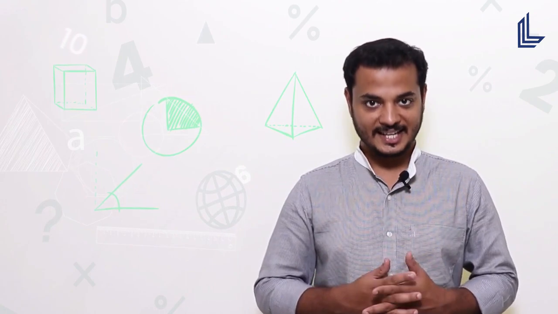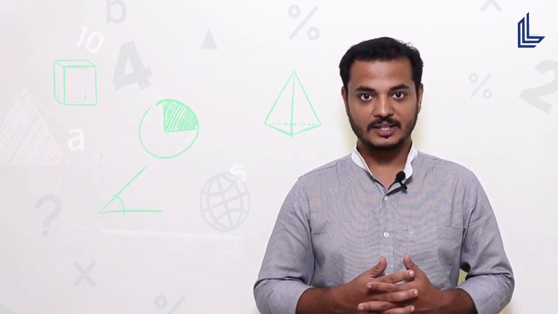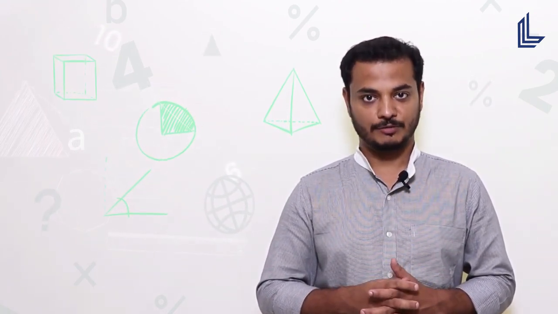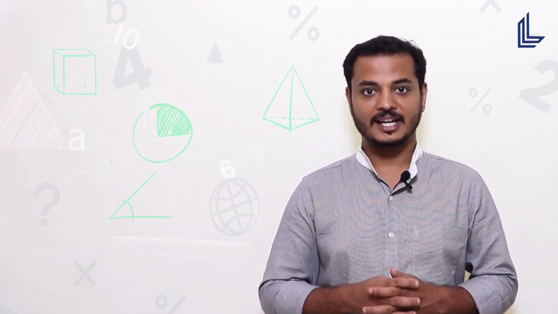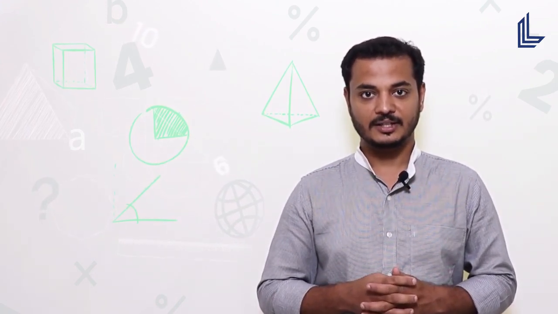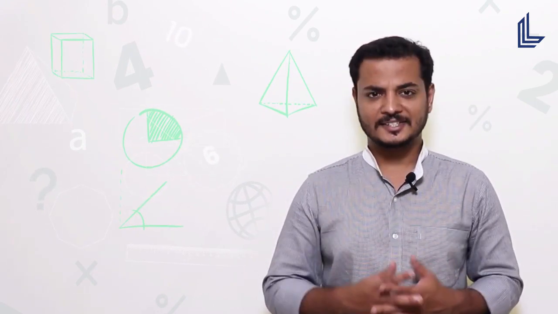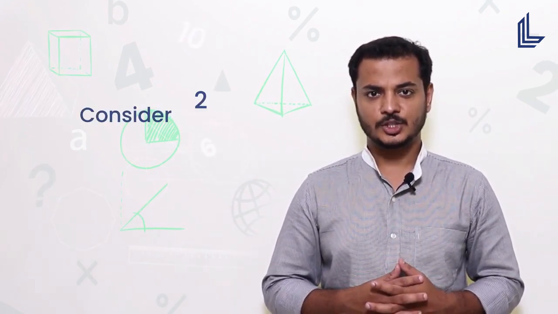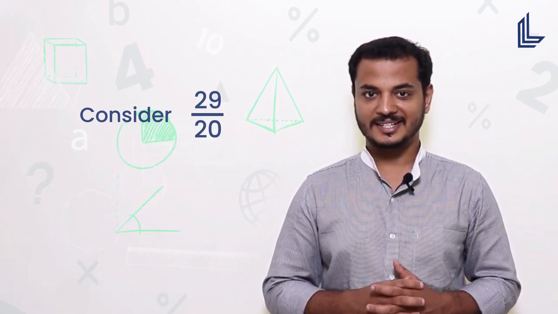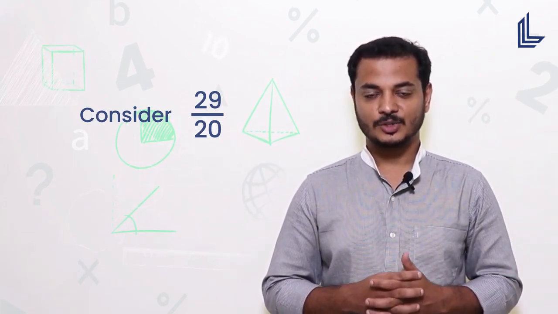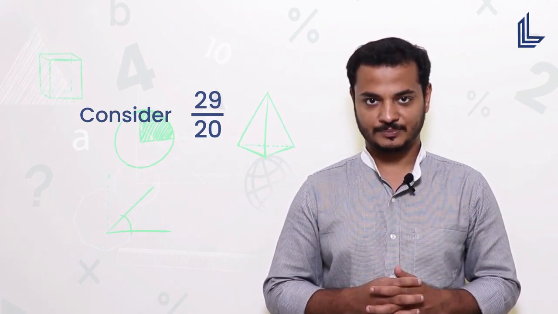So we can say that if the denominator is only powers of 5, still we can express the denominator in powers of 10 by doing some manipulation. Let's consider another fraction, 29 by 20. Will this result in a terminating decimal? So we will follow the same process.